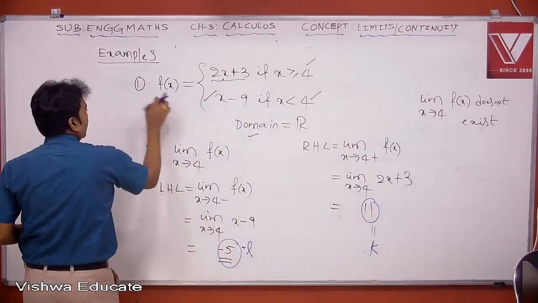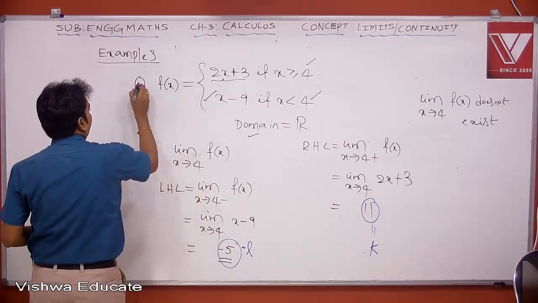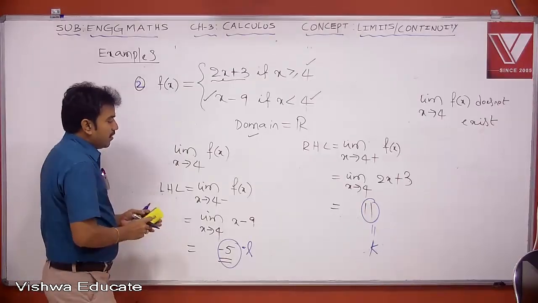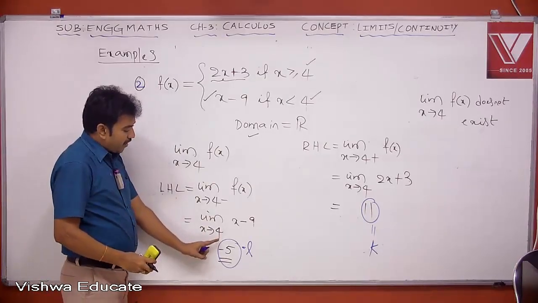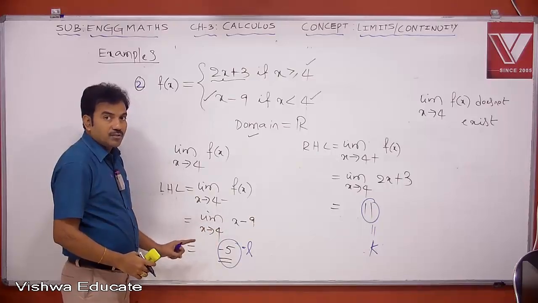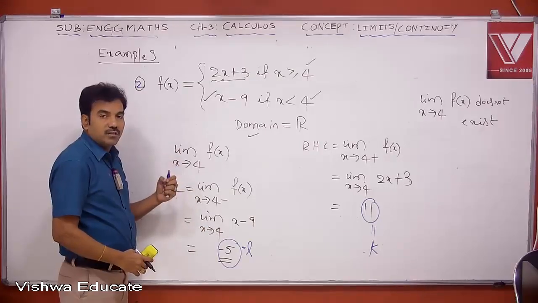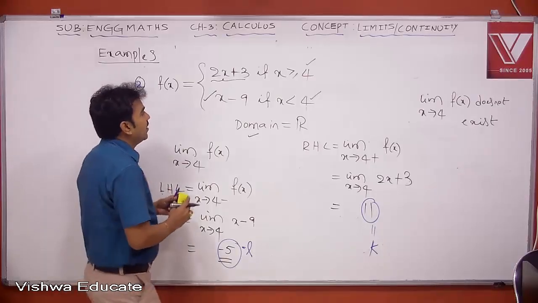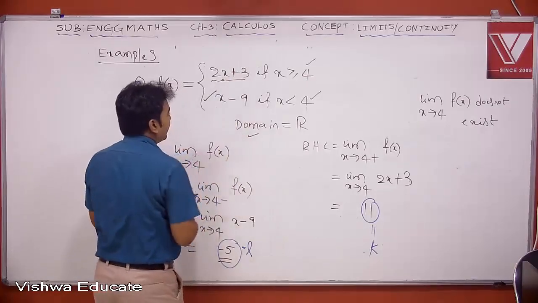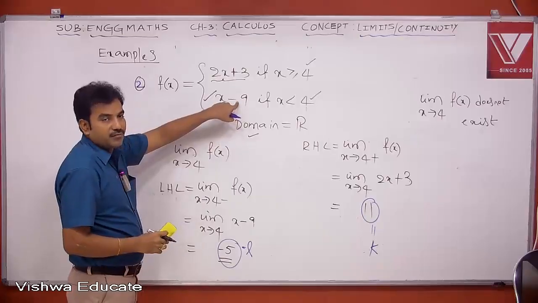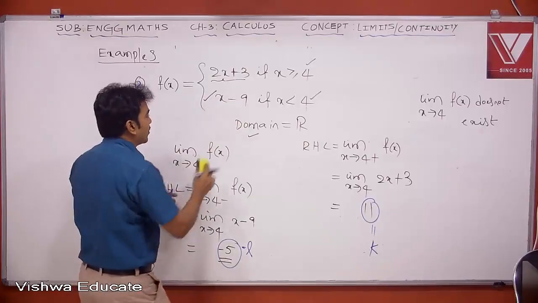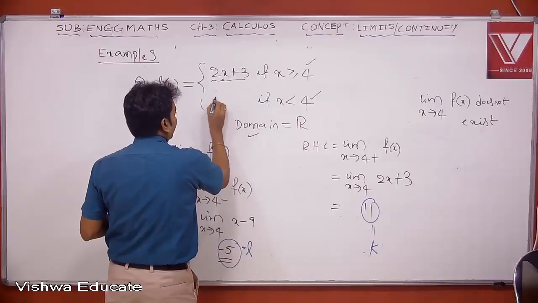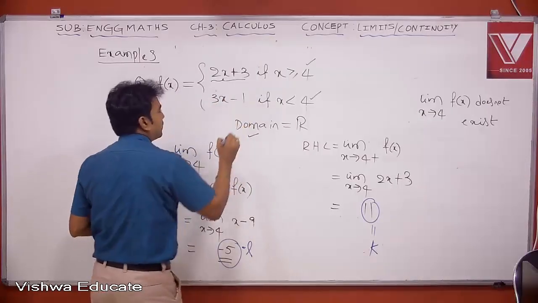Now let us make some modification in this example. This is example 2. See, in the previous case, the left hand and right hand limits are giving different values. Now let us modify this function so that both will approach the same finite value. This is giving 11, but this is giving minus 5. So I will make some changes. For example, this is 3x minus 1.